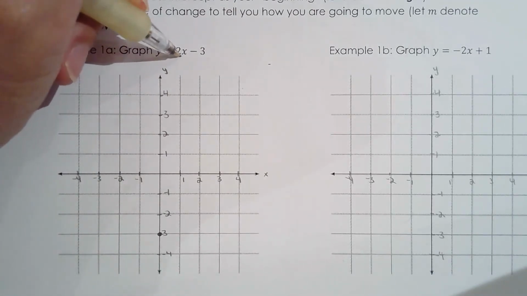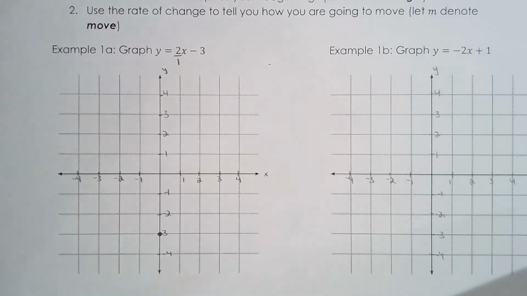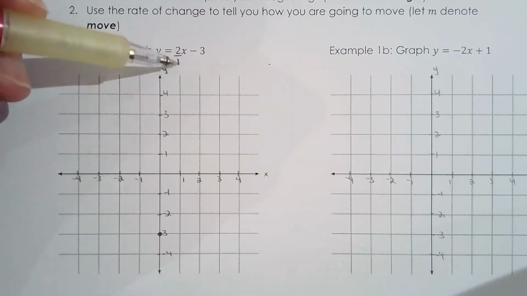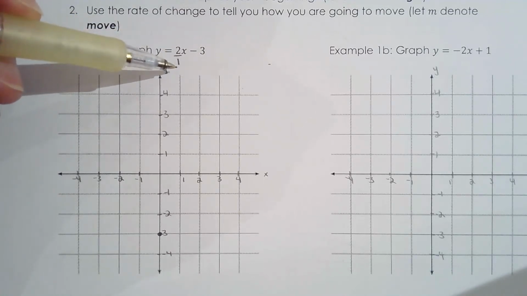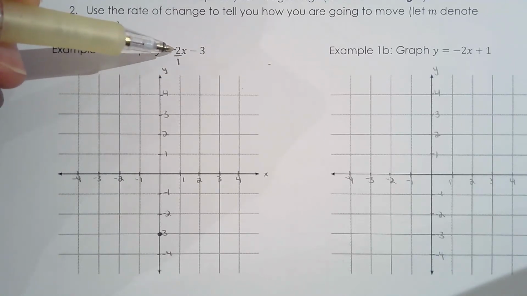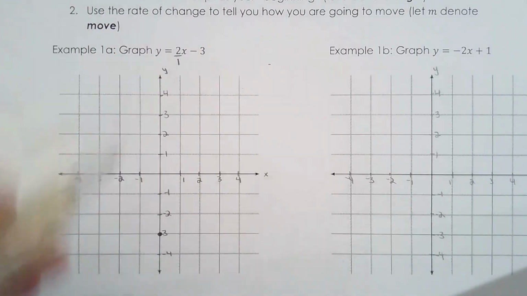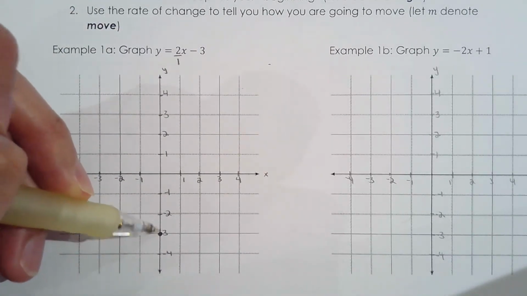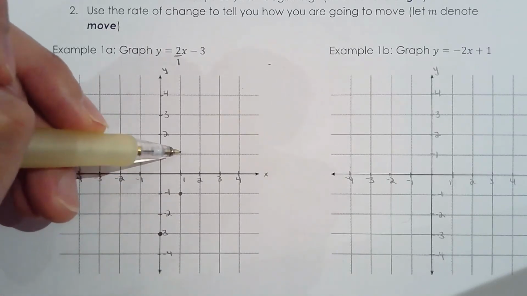Hopefully you know that 2 is exactly the same as 2 over 1. Why would I write 2 as 2 over 1? Because once I've written it as 2 over 1, I can see the rise and I can see the run. The rise is 2 and the run is 1. So from the point that I plotted at the vertical intercept, I'm going to use the rate of change to tell me how I'm moving on the Cartesian plane. Up 2, over 1. Up 2, over 1.